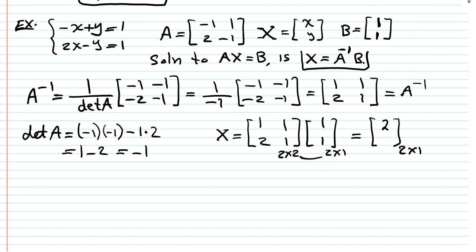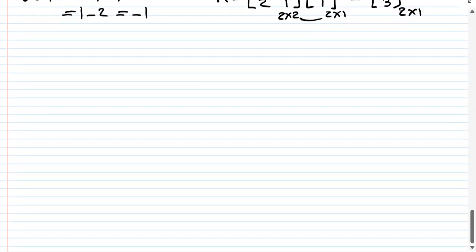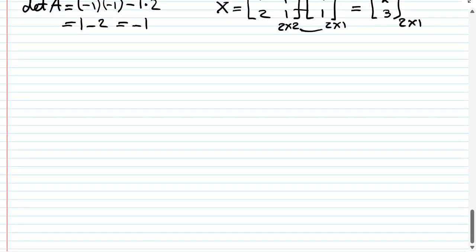Okay. And then the element in the second row, first column. So we get 2, 1, 1, 1. 2 times 1 is 1. 1 times 1, 1. 2 and 1 makes 3. Okay. So there we have that one. And that is a solution. Isn't that cool? So that's how the matrix method works, using the inverse of a matrix to do this.